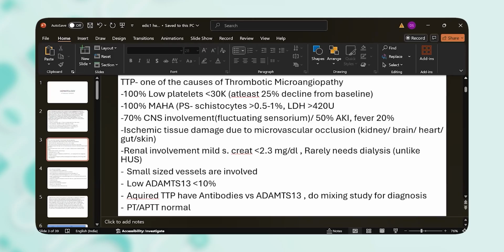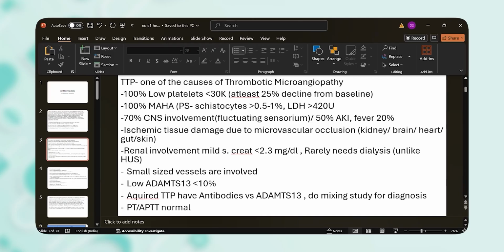So can you see this slide? Because in this slide, all the essential features of any thrombotic microangiopathy, particularly TTP, they have mentioned. So how to differentiate between TTP and HUS? In TTP, mostly thrombocytopenia is very severe. It's less than 30,000 platelets. In HUS, most of the time platelets will be higher than 30,000.